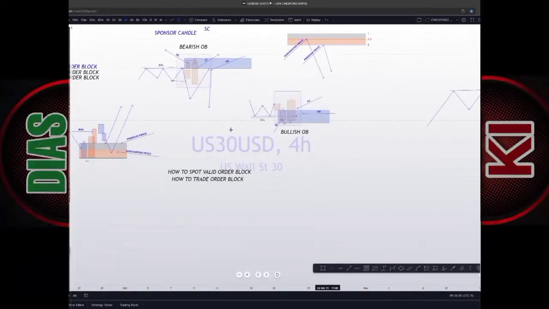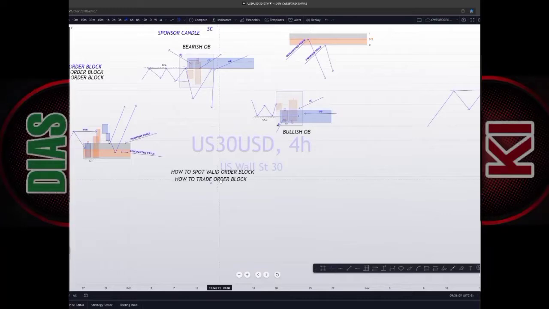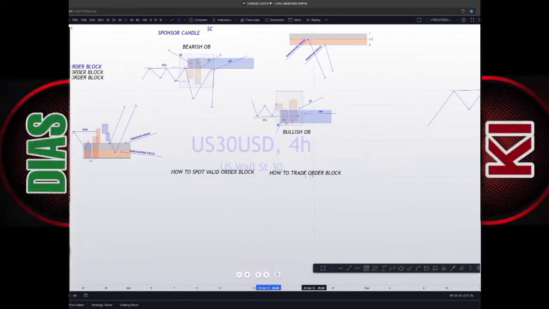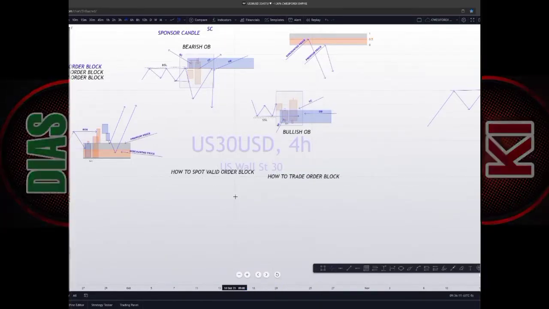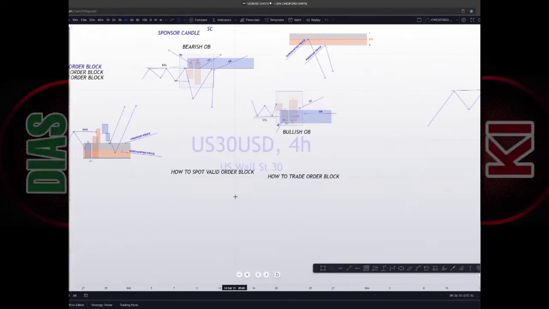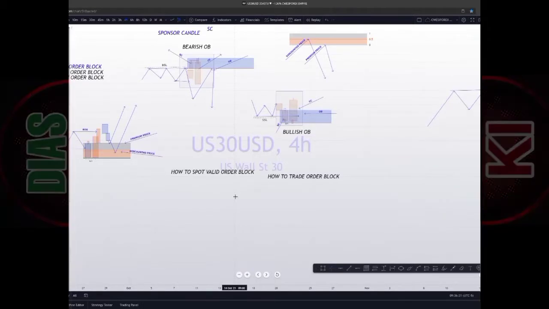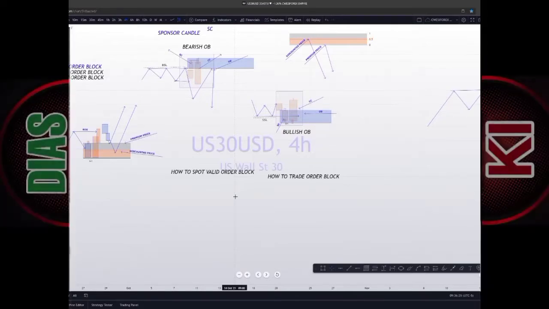So we also spoke on how to spot valid order blocks, and how to trade order blocks as well. So with this, we start with how to spot a valid order block. Yesterday I gave out some notes. I think I have to go over it again. So, how to spot a valid order block.